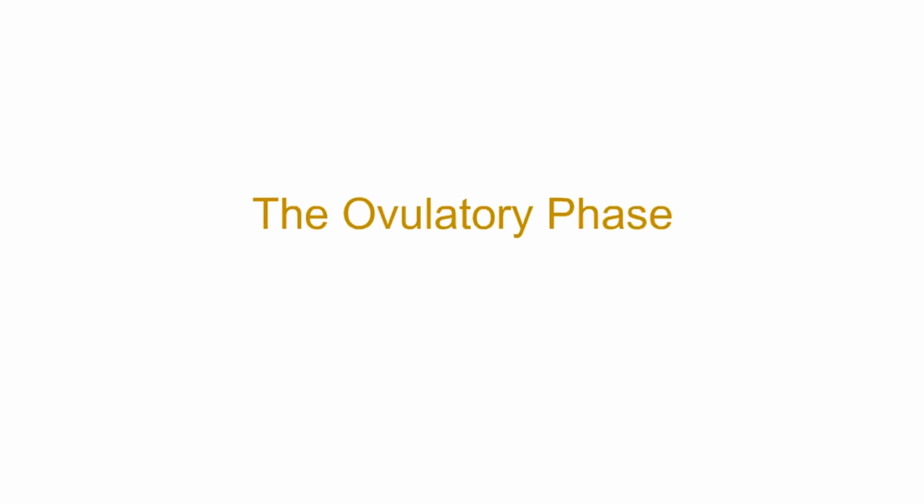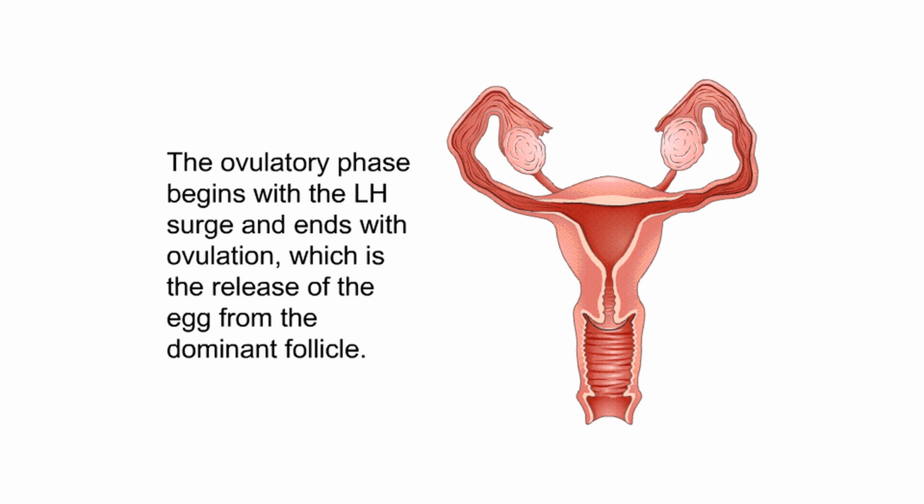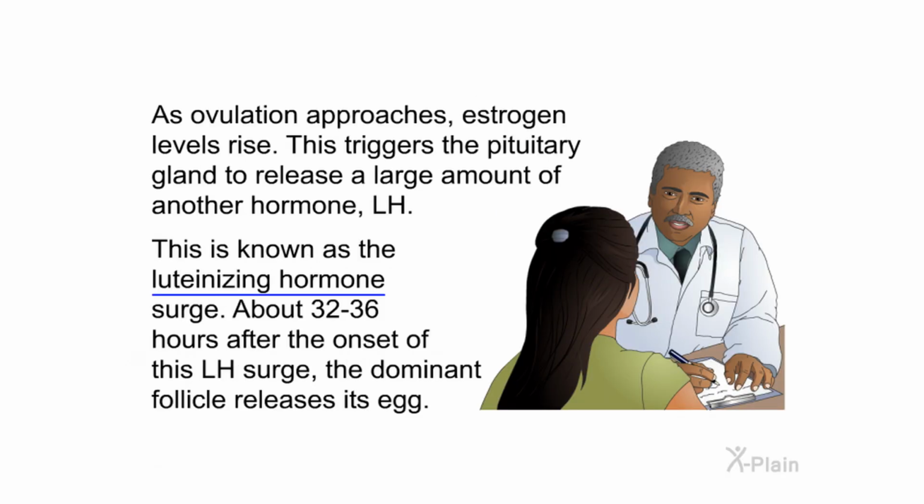The ovulatory phase. The ovulatory phase begins with the LH surge and ends with ovulation, which is the release of the egg from the dominant follicle. As ovulation approaches, estrogen levels rise. This triggers the pituitary gland to release a large amount of another hormone, LH. This is known as the luteinizing hormone surge. About 32 to 36 hours after the onset of this LH surge, the dominant follicle releases its egg.